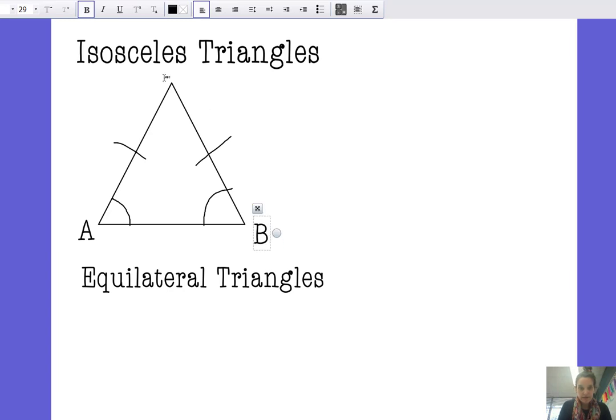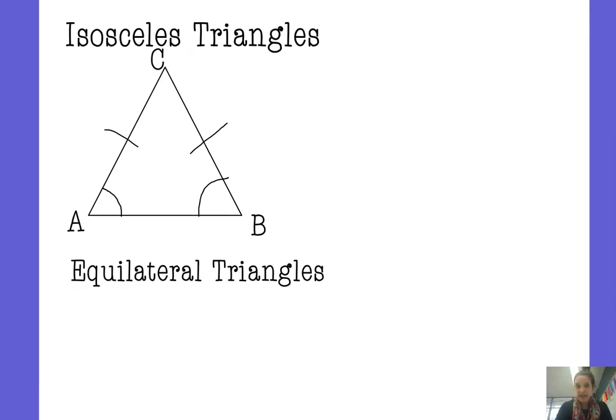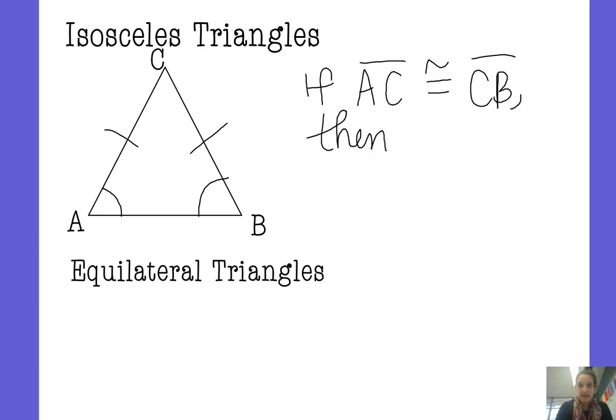So if I say this is triangle ABC, and I tell you segment AC is congruent to segment CB, then the base angles are congruent to each other. Then angle A is congruent to angle B. So it's a little tricky.